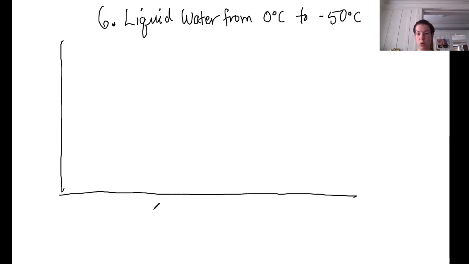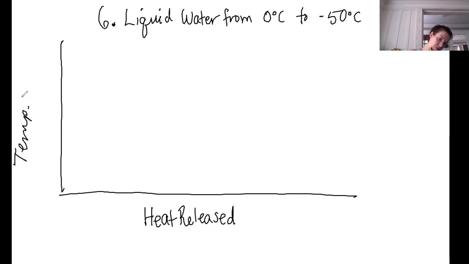When something is getting colder, a cooling curve, this is heat being released. So any phrasing that talks about heat being released works. Heat going away, heat being removed, heat being released, all the things. And then temperature is my y-axis. You'll notice that temperature is always my y-axis for these curves.